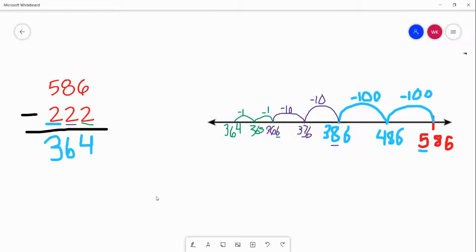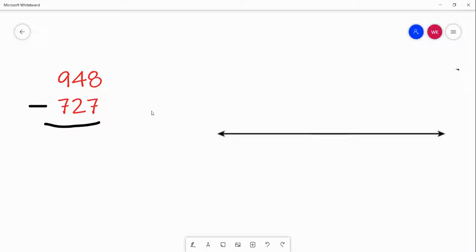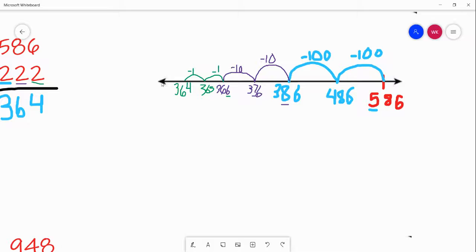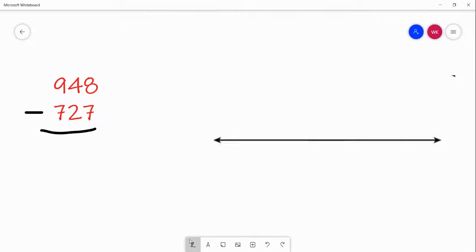All right, last problem. We are going to move on. So I want you guys to pause this video and write this one down. Draw your open number line. Write out this problem, 948 minus 727. Then go ahead and press play once you have figured this out. Remember, you want to label your open number line when you're counting back to subtract. So go ahead and press play when you are ready to go over this.